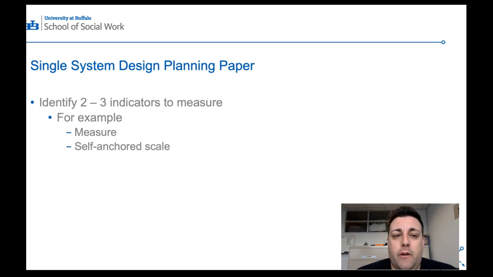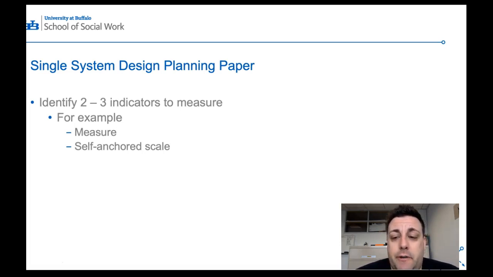And then what you want to tell me is what are the indicators that you're going to measure. So what are the indicators of whatever that problem or behavior is? There are measures certainly that you can use. I've got some if you're struggling to find something. There are things widely available online. But then also remember that you could use a self-anchored scale. So I would encourage you to use at least a measure and a self-anchored scale.